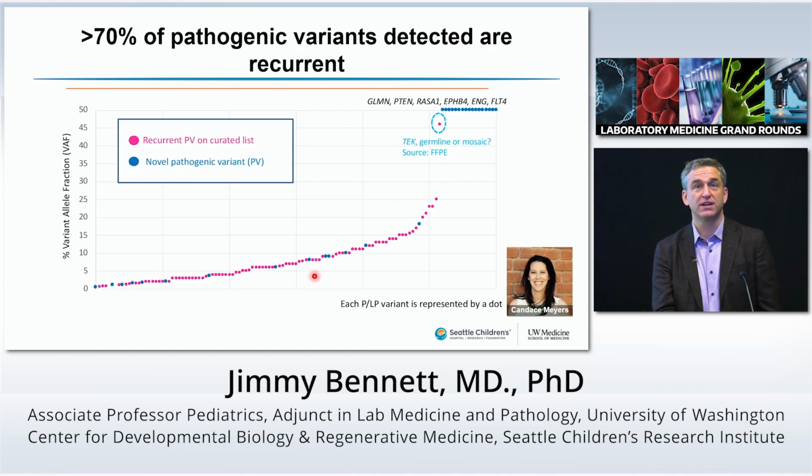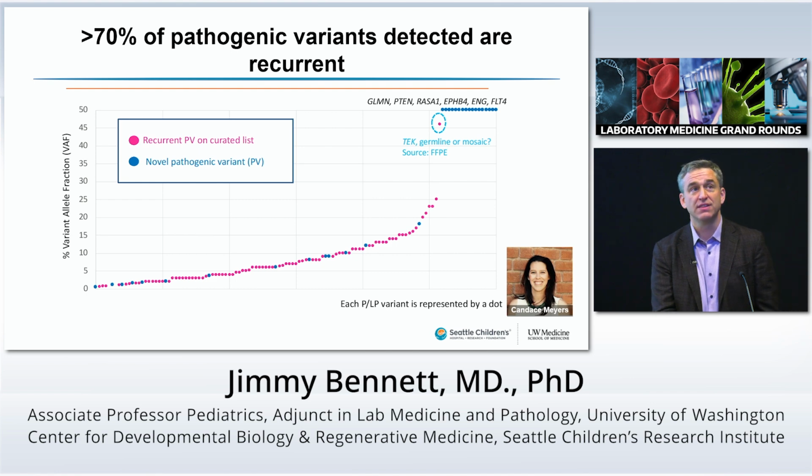This is a figure that Candice Myers put together for a previous talk. I just wanted to show one of the strengths and one of the advantages we have, as opposed to maybe some other disorders, that so many of these mutations that drive these lesions are recurrent. They're somatic activating mutations, so they're not loss of function mutations. With loss of function mutations, the mutation can be anywhere in the gene. Here, they're recurrent.